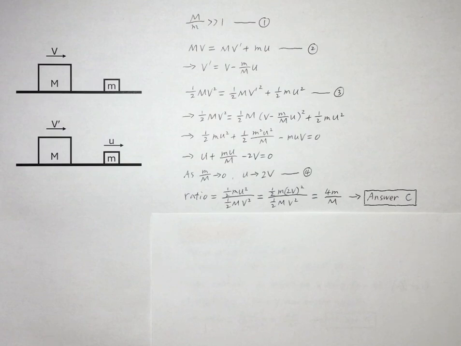Today, I would like to show you how to solve a US high school physics competition question. This is question number 10 of the 2025 F equals MA exam. This question is about the collision between two objects with very different masses.